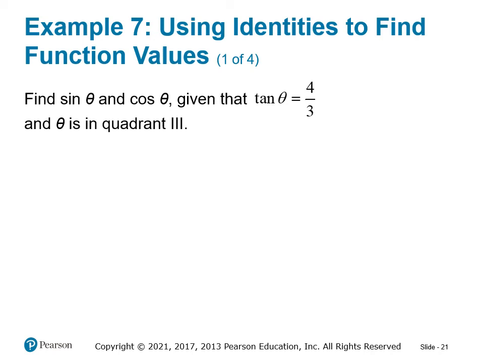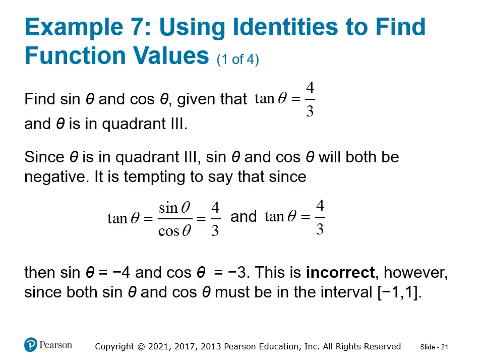All right, let's try another one. Find sine theta and cosine theta given that tangent theta equals 4 over 3 and theta is in quadrant 3, okay? So here we know that in quadrant 3, sine is negative, y is negative, cosine is negative as x is negative, and so that just gives us some insight into what's going to happen as we move forward.